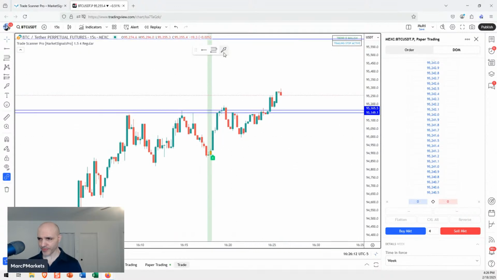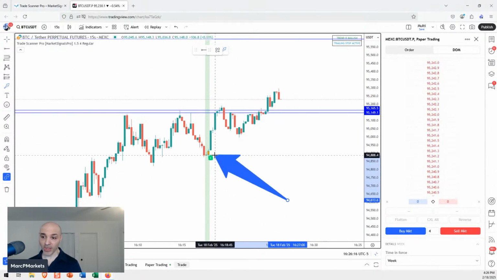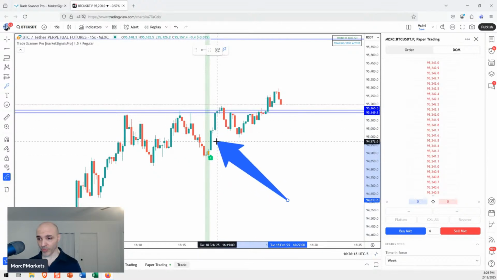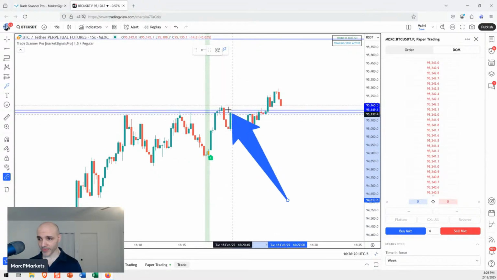Now look at this. I'm looking on a 15-second chart here. There was a buy signal right here on this. Looks like it might have been worth something.